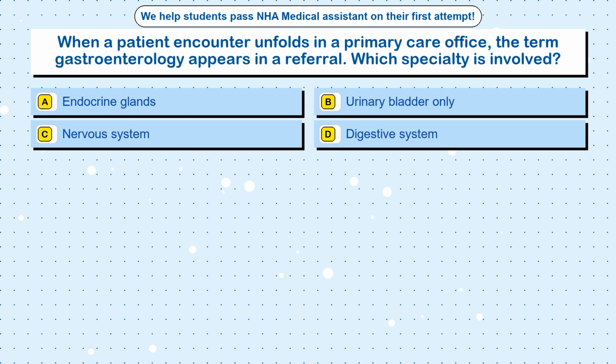Question 89. When a patient encounter unfolds in a primary care office, the term gastroenterology appears in a referral. Which specialty is involved? Option A, endocrine glands. Option B, urinary bladder only. Option C, nervous system. Option D, digestive system.